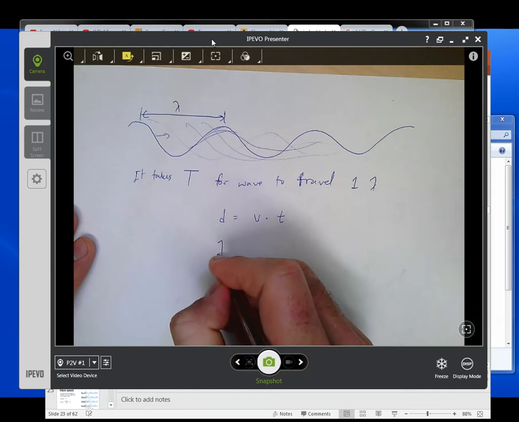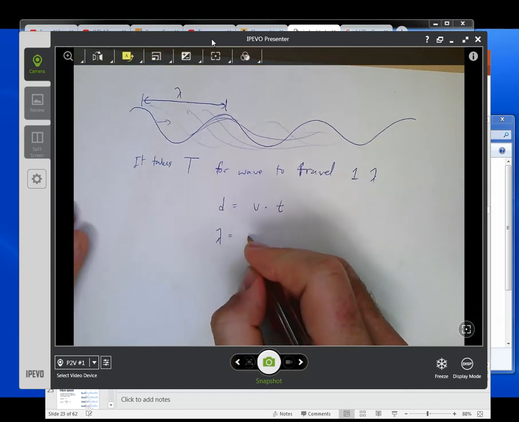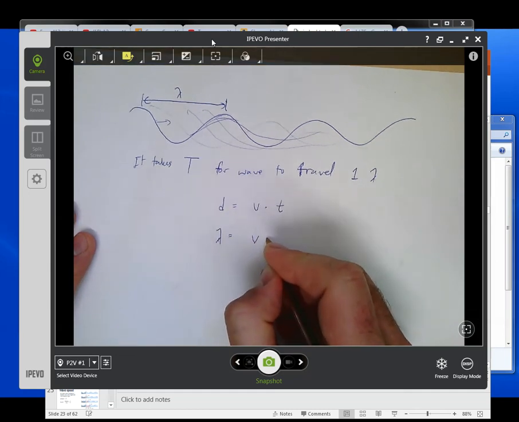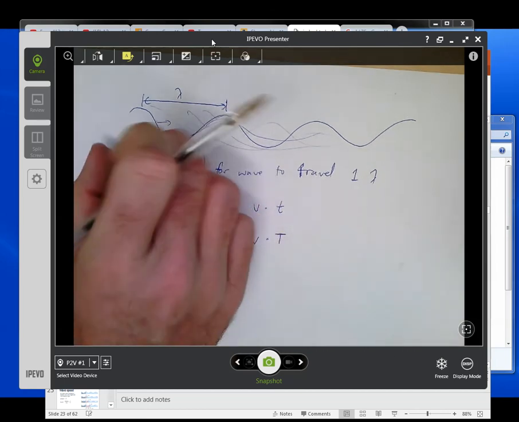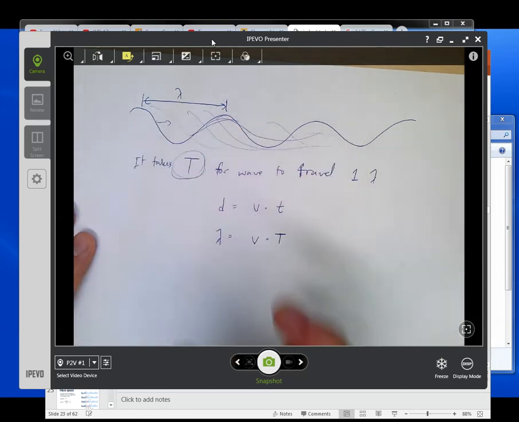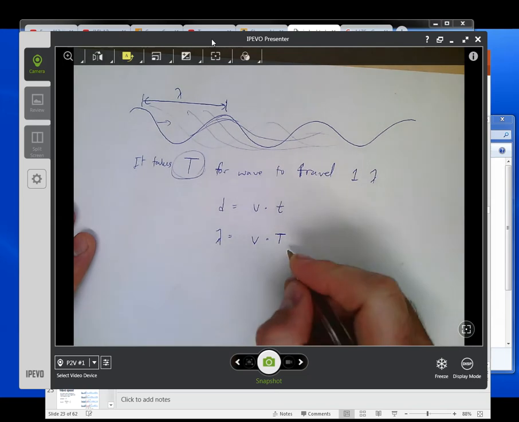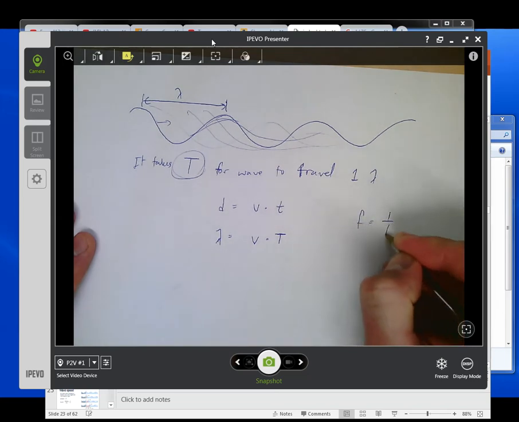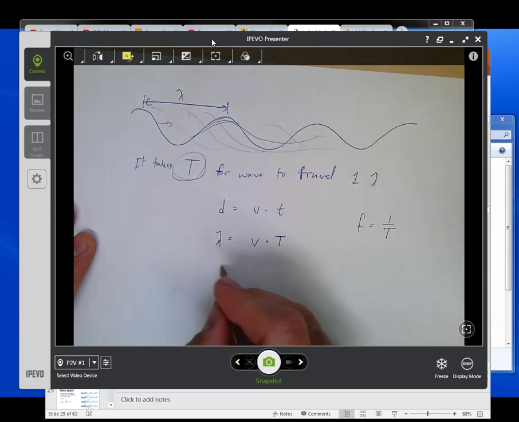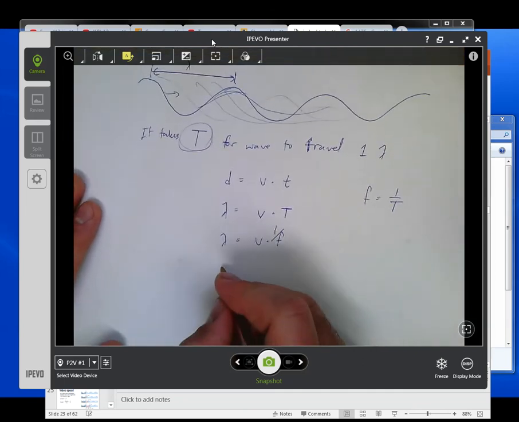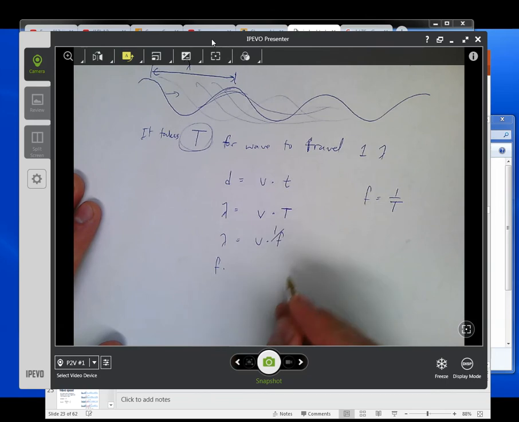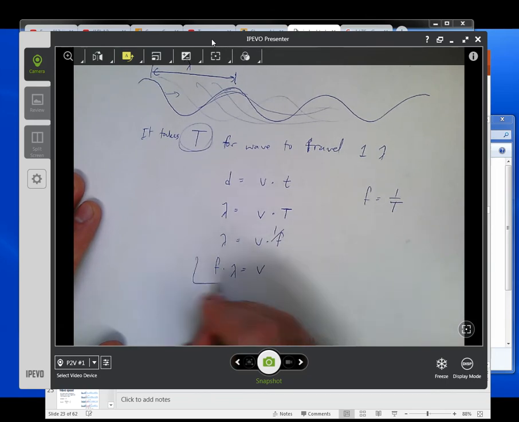The distance traveled is the wavelength. The speed is multiplied then by the period. That's the actual time that it takes for this wave to move over by one full wavelength. So if you remember that frequency is just 1 over the period, right, then you can actually say that this is equal to v times 1 over f. So in other words, if I multiply both sides by f here, f times lambda is equal to v.